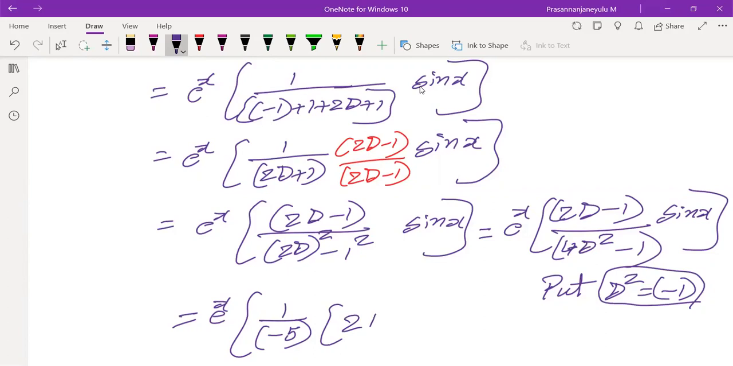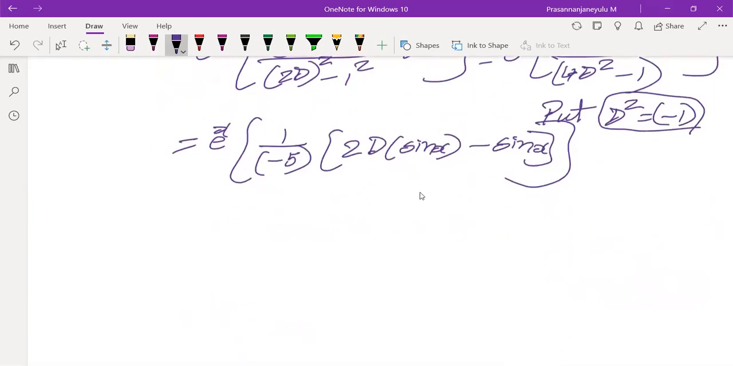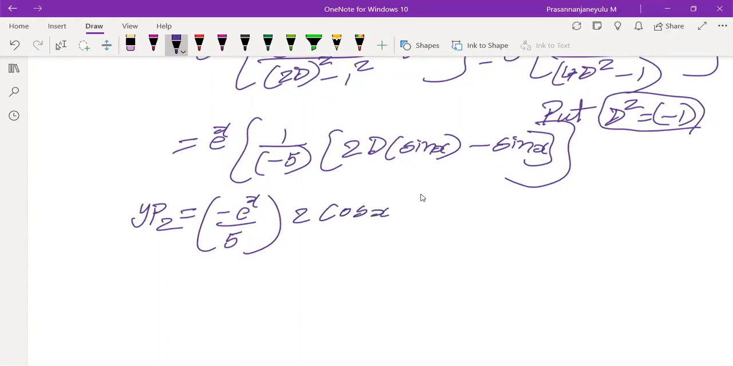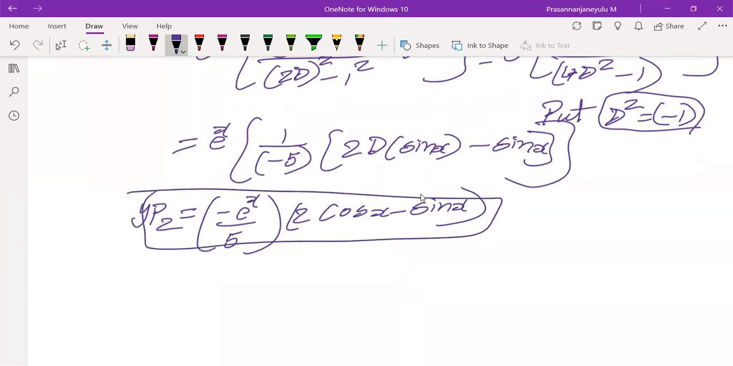So 2 into d of sin x minus sin x. If we do the simplification, then we get yp2 equals minus e power x by 5 into 2 into the differentiation of sin x, which is cos x, minus sin x. This is our yp2. Brackets are very important here.